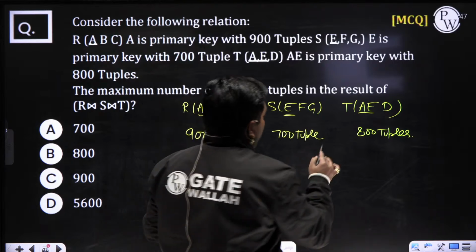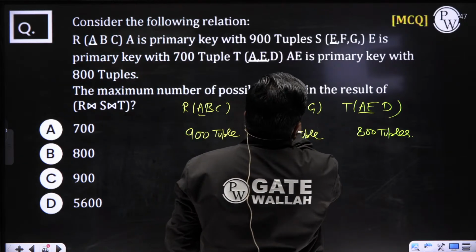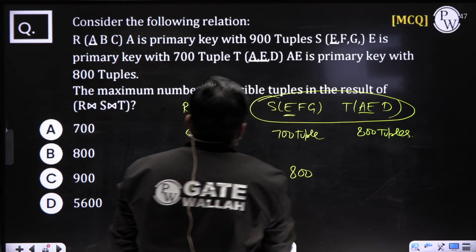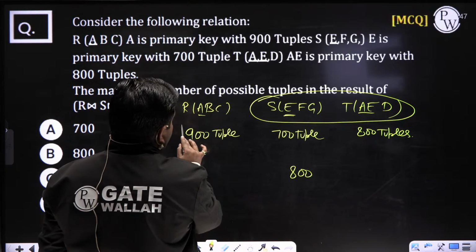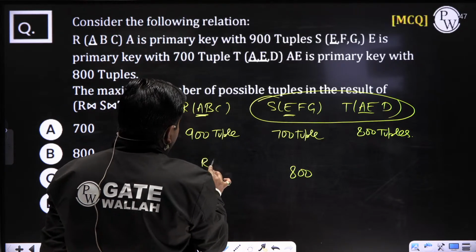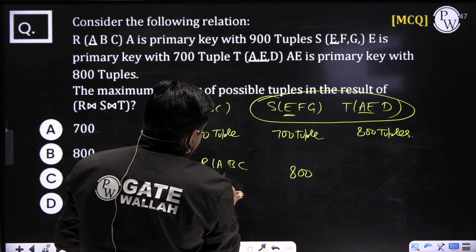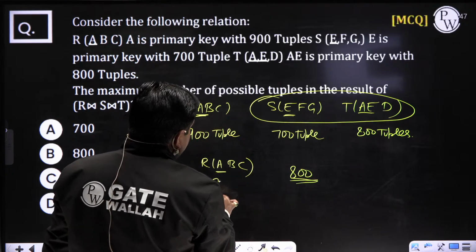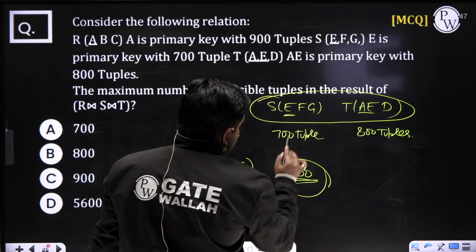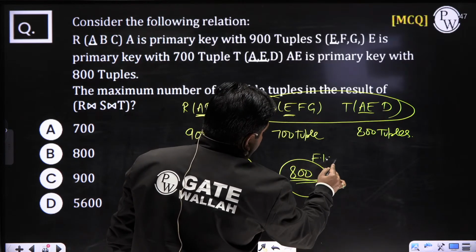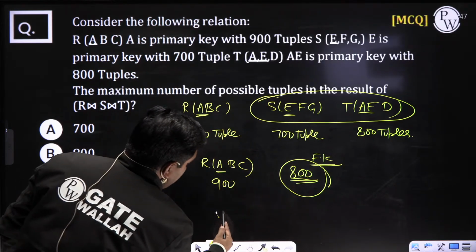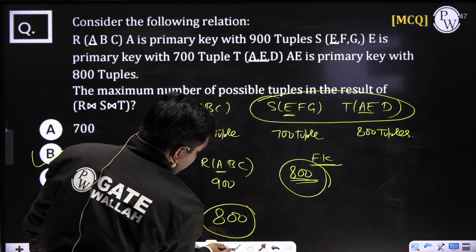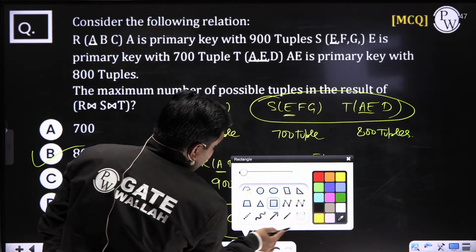So whenever you do the join, first of all these two, how much do you get? 800. Then when you join with this one, R has 900 and here 800, and this table contains the foreign key also. So what is the resulting relation? Again 800. Clear? Everyone crystal clear?